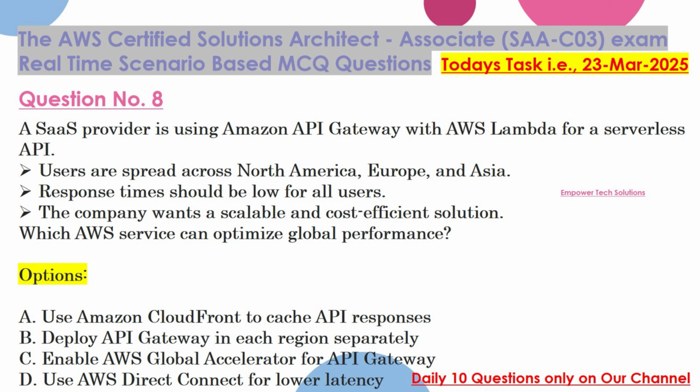Options: A. Use Amazon CloudFront to cache API responses. B. Deploy API Gateway in each region separately. C. Enable AWS Global Accelerator for API Gateway. D. Use AWS Direct Connect for lower latency.